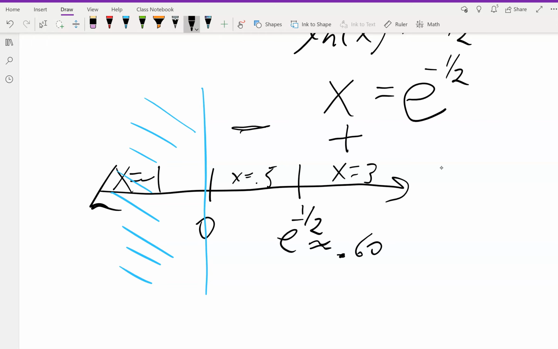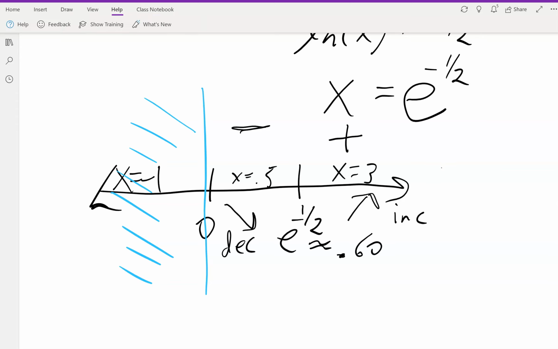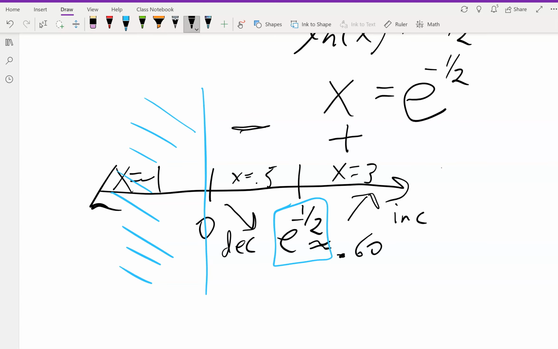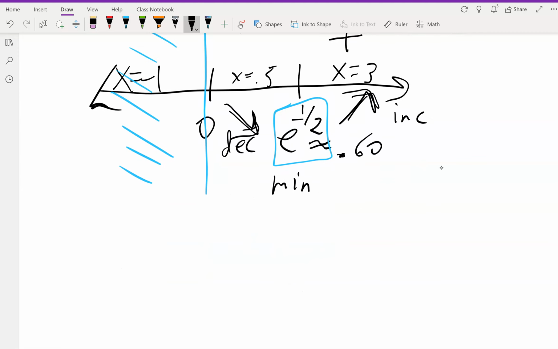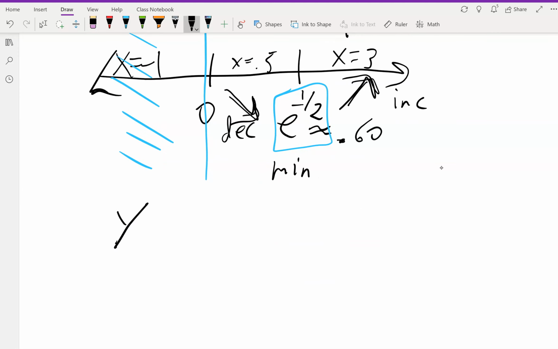Get your definitions out. The derivative is negative means you're decreasing. Know your definitions, people. If your derivative is positive, you're increasing, which means this right here is a minimum. Because if you go from decreasing to increasing, you're at a minimum. And so my minimum is when x equals e to the negative 1/2.